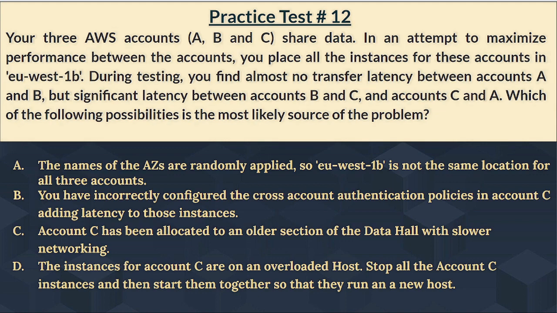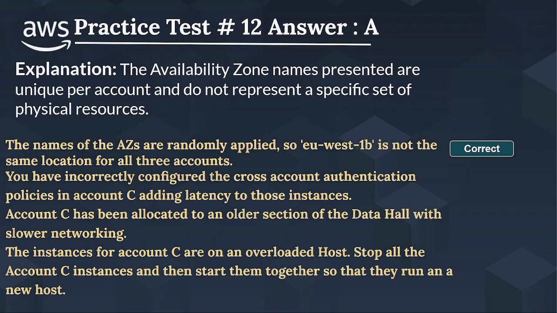5, 4, 3, 2, 1. So the right answer is option A. The availability zone names presented are unique per account and do not represent a specific set of physical resources. Let's move to next question.